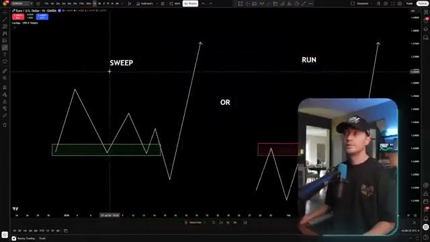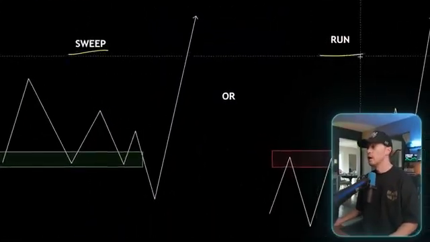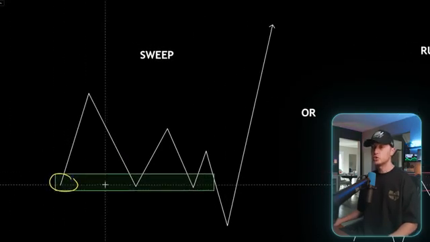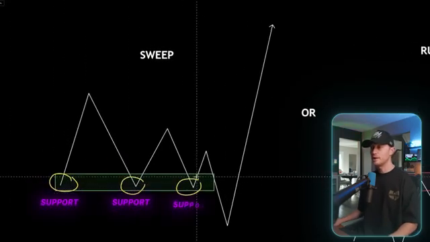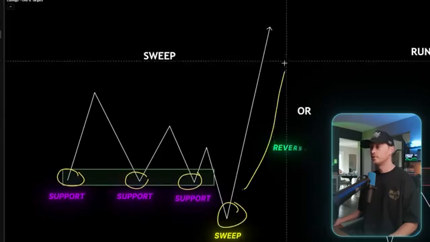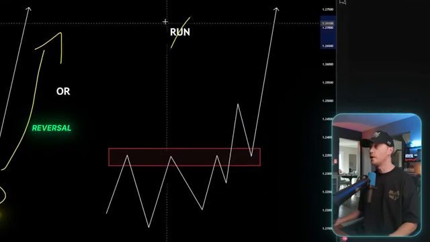And let's get into step 2, sweep or run. Once liquidity is taken, you'll either get a liquidity sweep or a liquidity run. For this strategy, we want to focus on the sweep. We've got the support level right there, we get the sweep, and we get the reversal. We want to avoid the run.